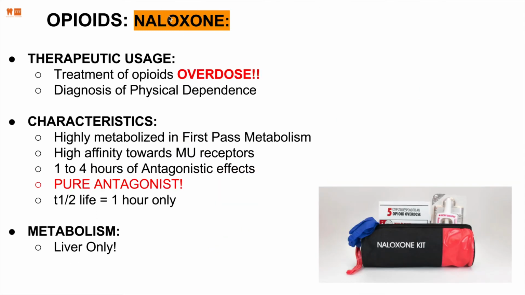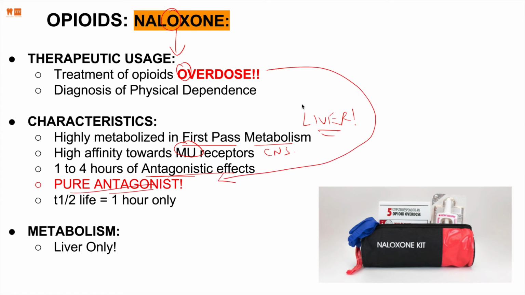Okay, naloxone. With the O, you can guess here that we're talking about overdose treatment, diagnosis of physical dependence. Characteristics: we have highly metabolized in the first pass metabolism, so liver as always. High affinity towards mu receptors in the CNS again. 1 to 4 hours of antagonistic effects. Why antagonistic? Why is it a pure antagonist? Because we're treating overdose. We want to reduce the effects of opioids.